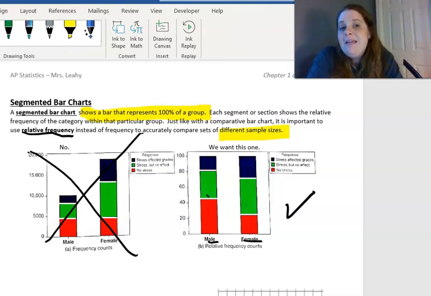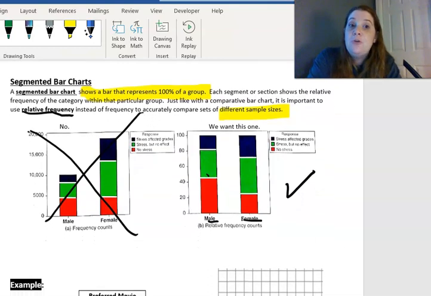So we have a more meaningful comparison between those two groups of different sample sizes if we use the segmented bar chart instead.